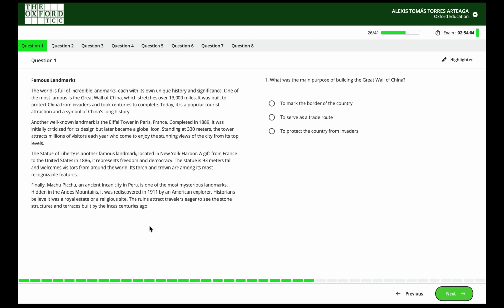Another well known landmark is the Eiffel Tower in Paris, France. Completed in 1889, it was initially criticized for its design, but later became a global icon. Standing at 330 meters, the tower attracts millions of visitors each year who come to enjoy the stunning views of the city from its top levels.